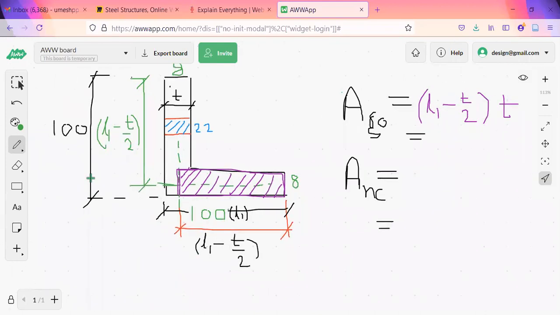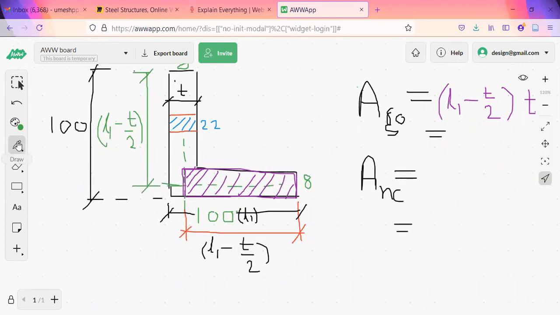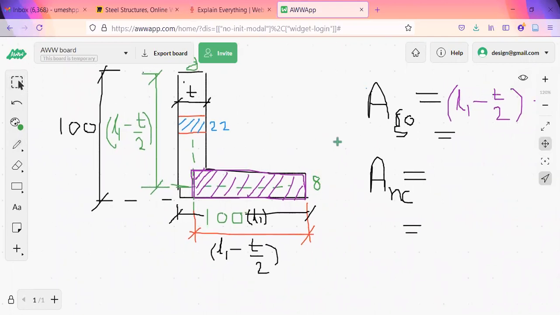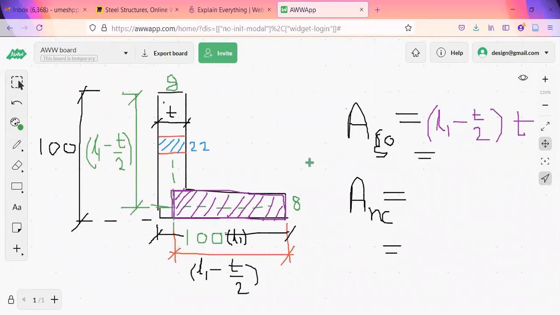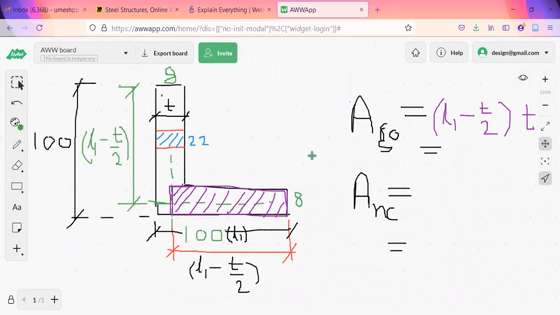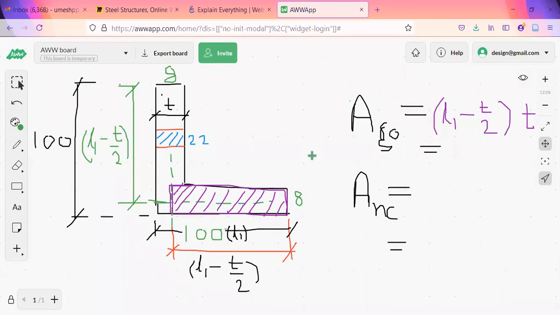Just I'll zoom it. Just see this one. I'll be spending more time on these remaining calculations. I'll go fast, but here you need to understand these things properly. Now I will show you the rectangle which I considered as L1 minus T by 2 into thickness. Which rectangle is that? Observe here. That is where the interesting part comes.